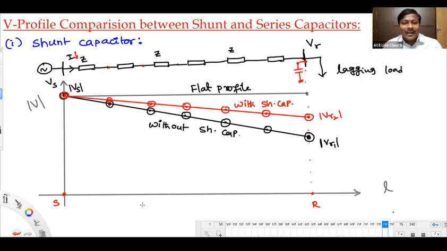Our current reduces, we discussed long back, Vishnu. In the phasor diagram we have discussed, no?